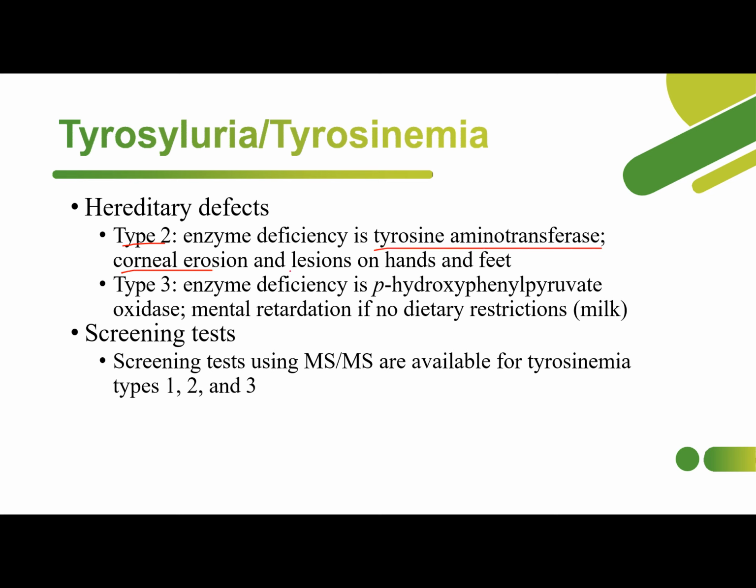Can lead to corneal erosion and lesions on hands and feet. While type 3 is caused by the deficiency of para-hydroxyphenyl pyruvate oxidase, it can lead to mental retardation if there is no dietary restriction. Screening test would use tandem mass spectrophotometry, available for tyrosinemia types 1, 2, and 3. So do memorize, class, the enzyme deficiency of type 1, type 2, and type 3 tyrosinemia.